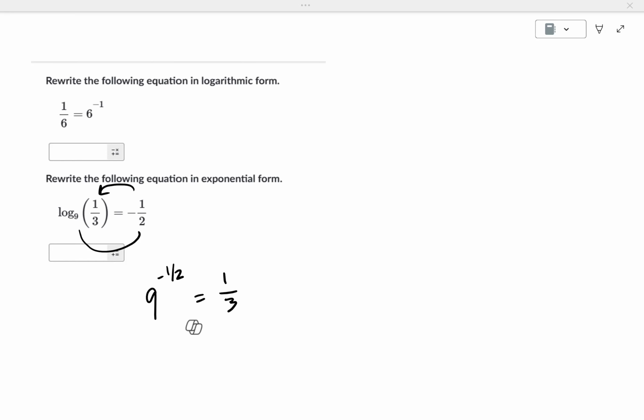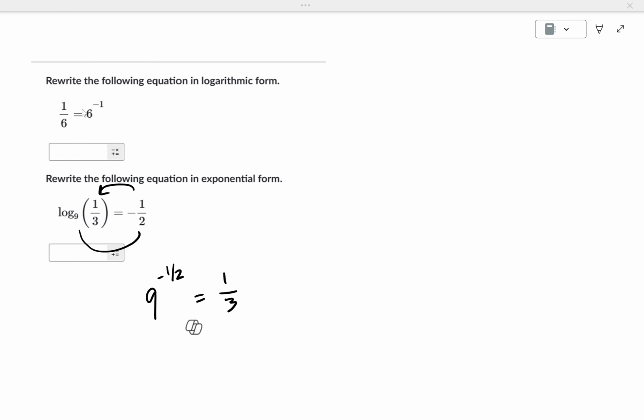So let's double check that. 9 to the negative 1/2. Just type that in your calculator, and you should get 1/3. And so that's how you can check to make sure that you did this correctly. So instead of it saying it's equal to x, it's actually giving us this value to plug in for our exponent, or what we did earlier for x.